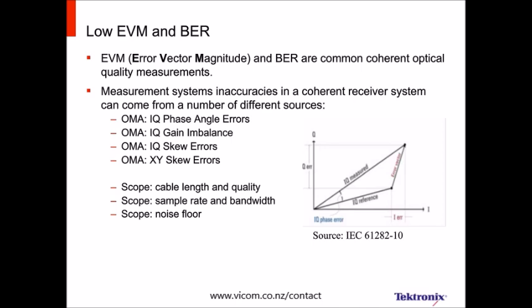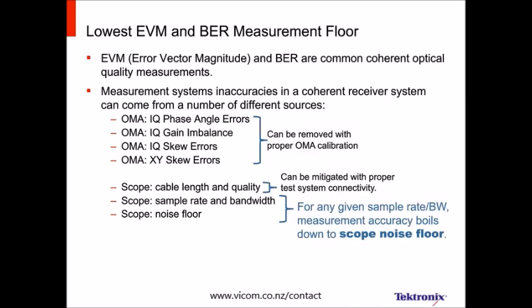So now when you go to measure the EVM, there's a number of error terms, but most of these error terms can be calibrated out by just measuring those values and then compensating for them in software. So at the end of the day, what's really going to limit your ability to measure error vector magnitude is going to be the sample rate and bandwidth of your scope, and of course the noise floor of that digitizer.